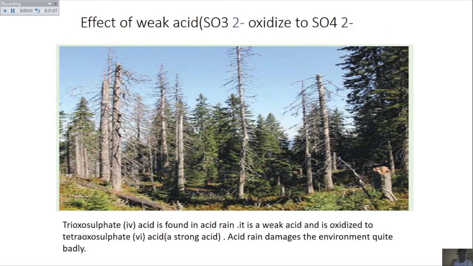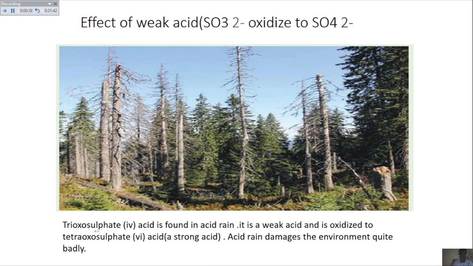Then when you look at this one now, we're talking about the effect of weak acids that we are involved in, which indirectly or directly affect our environment. When you release gas to the environment and the gas released is not properly managed, this is what results. And when you look at this environment, you discover that the plants are dried up. Why? Because of the effect of acid on them.